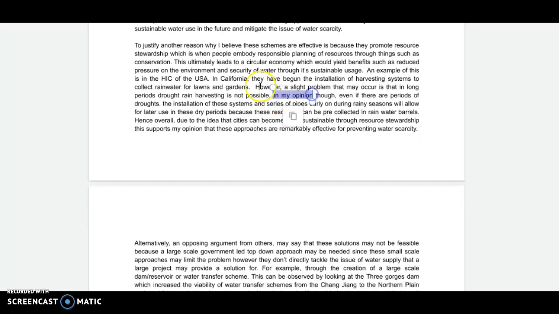Yeah, so I'm saying that it could be good, but then I said, however, a problem that may occur is that in long periods of drought, rain harvesting is not possible. So I'm saying this actually is good, but when the weather isn't favorable, it is not good. But then I say, in my opinion, however, even if there are periods of droughts, the installation of the systems and series of pipes early on during rainy seasons will allow for later use, because these resources can be pre-collected in rainwater barrels.